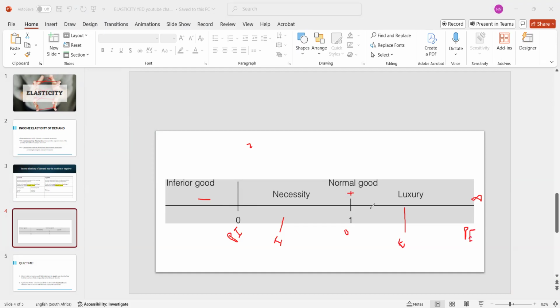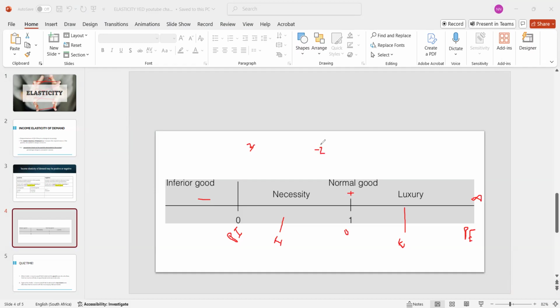Okay, so you come here, the answer you got for your income elasticity of demand was 2. So 2 is positive, so it's a normal good. But what type of normal good? Is it a necessity or a luxury? 2 is greater than 1, 1 is here. So it's a luxury good, meaning that it's a luxury good with an elastic demand.